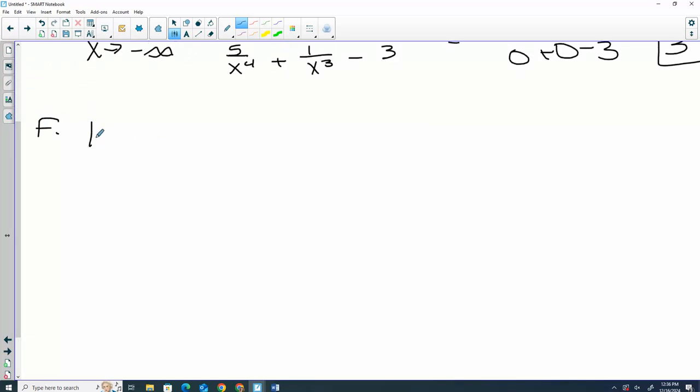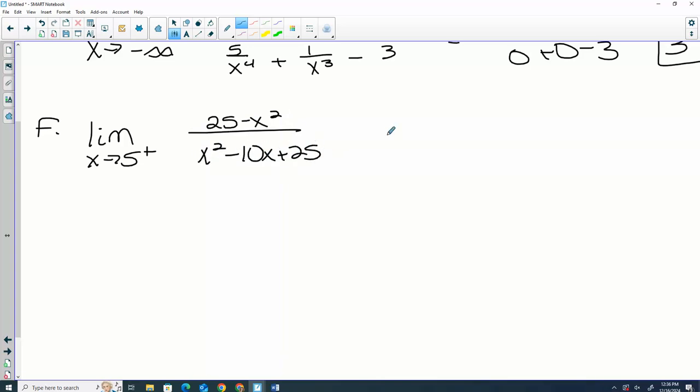We have the limit as we approach 5 from the right of 25 minus x squared over x squared minus 10x plus 25. So if we first check to see if we can plug in, we get 0 over 0, which is not allowed. Illegal, we don't know what that does. So on the top, first thing I would recommend is taking out a negative. That would give you a positive x squared minus 25. So then that would factor into x plus 5, x minus 5.